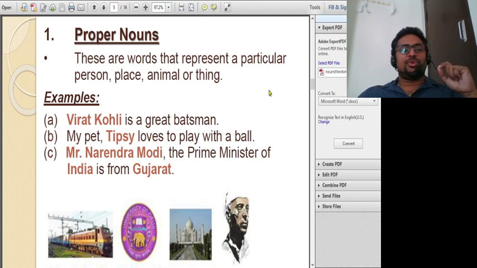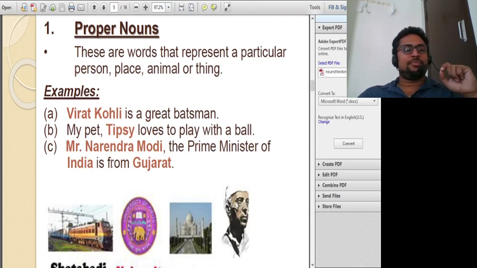Mr. Narendra Modi, the Prime Minister of India from Gujarat. Mr. Narendra Modi is a proper noun. Gujarat is a proper noun and India is a proper noun. Proper nouns always have to be written with capital letters. When you write proper nouns, they have to be in capital letters only.